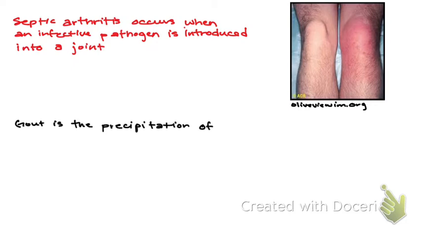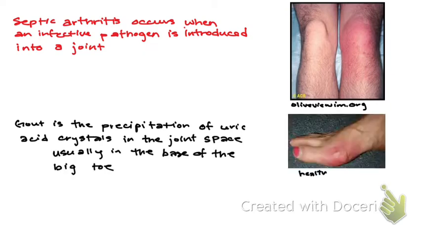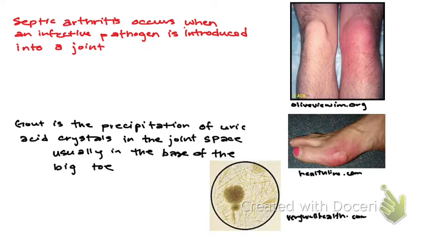Gout occurs when uric acid crystals precipitate into the joint space. The most common joint that is affected by gout is the base of the big toe. Here you can see a picture of gout crystals under the microscope. And you can tell that gout looks very similar to septic arthritis. They're both very hot, red, and tender.